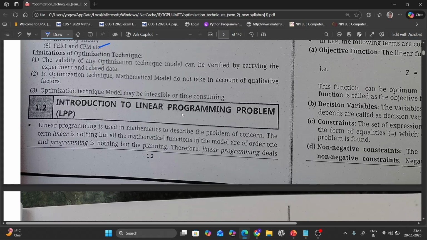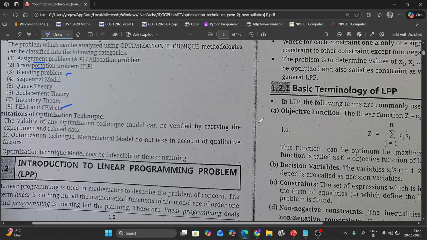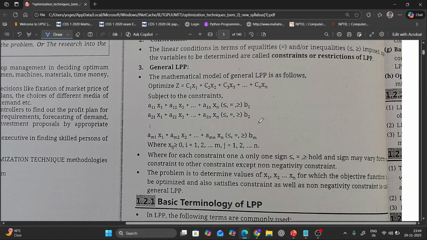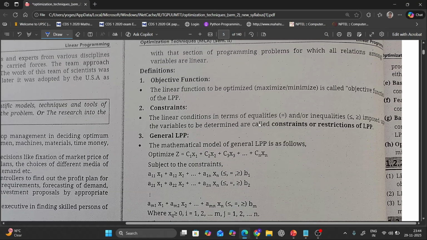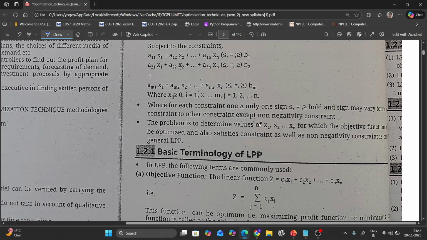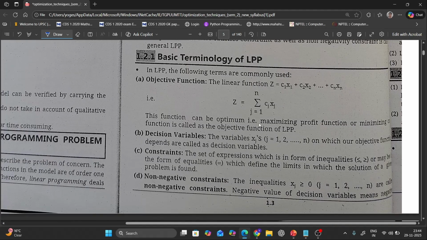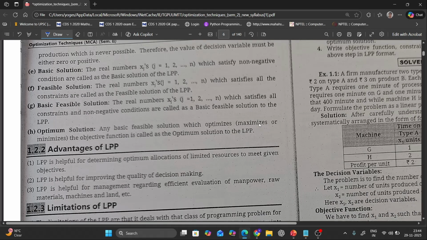Then after that you are also going to remember the definition of linear programming, right? Although it won't be asked in the exam, you have to remember that. Then the next most important definitions are the objective function definition, constraints definition, then the general LPP form. This would also be asked in the exam. After that, basic terminologies in which we have seen objective function, decision variables, constraints, non-negative constraints. These are also most important, so you should remember that too. After that, basic solution, feasible solution, basic feasible solution, optimum solution. These we have all seen today.